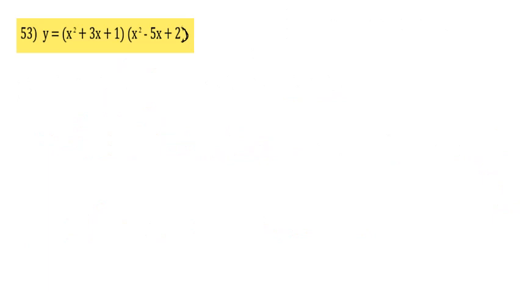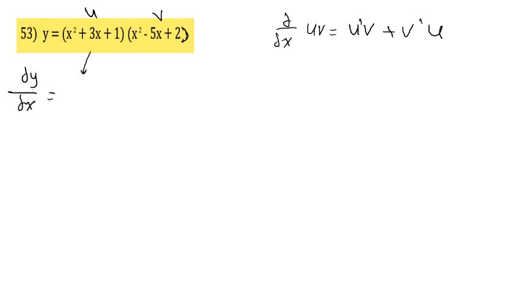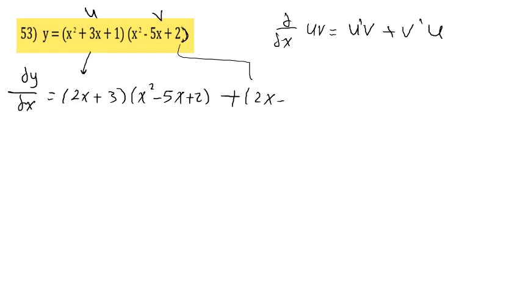Find dy by dx for the given using the product rule. So first, I'm going to write the derivative of the product rule, which is u dash v plus v dash u. So this is u and this is v. So dy by dx is equal to the derivative of these, 2x plus 3, multiply the second bracket, plus the derivative of that, multiply the first bracket.